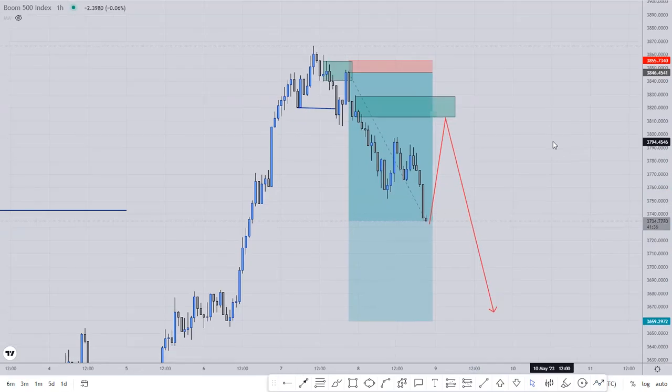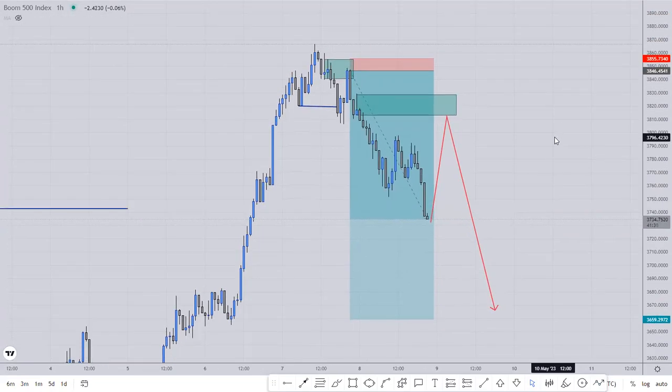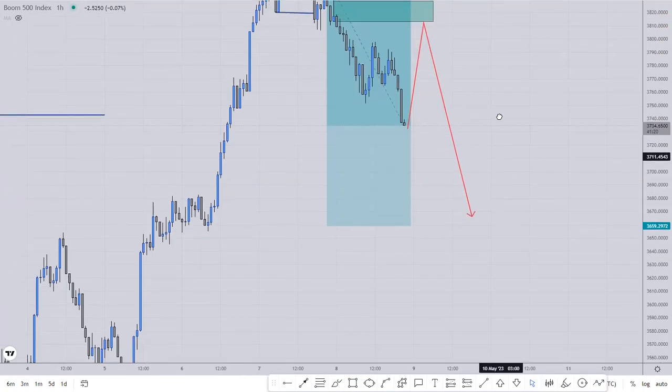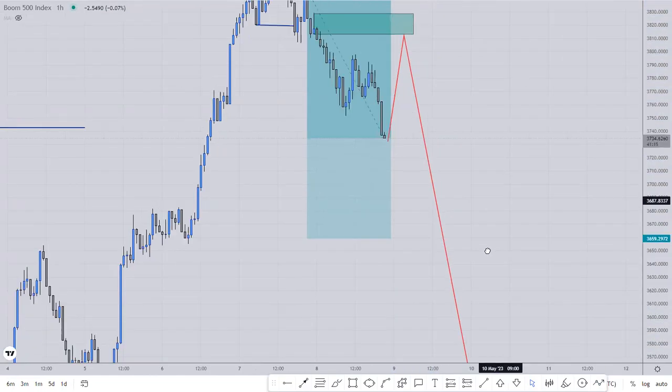No, no, no. That's not how you trade. Wait for the market to pull back into a zone, then you enter. If you miss the trade, wait for it to pull back into the next zone, then you enter. So this is what I will be looking forward to: pull back into there, then we drop all the way to the levels that I showed you on the daily.